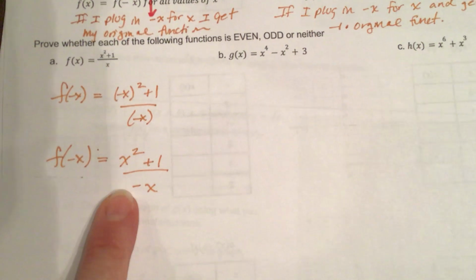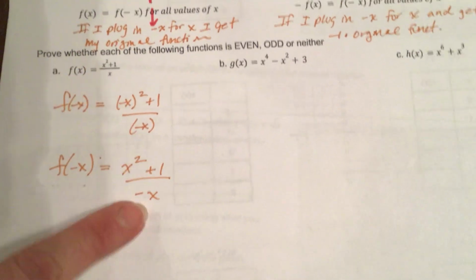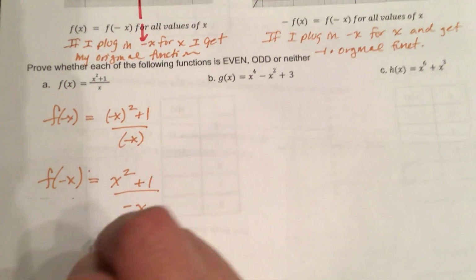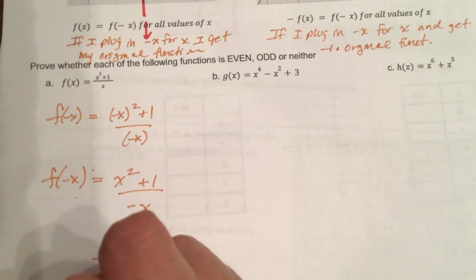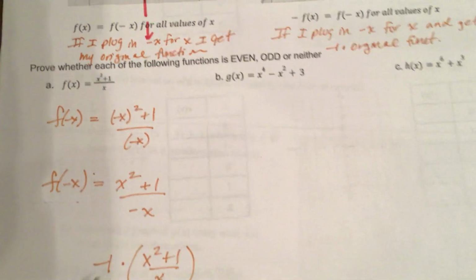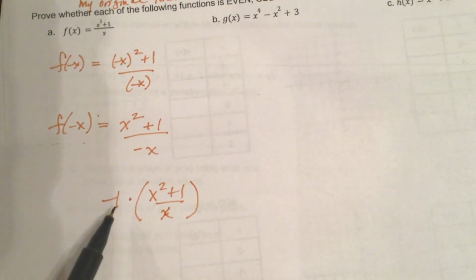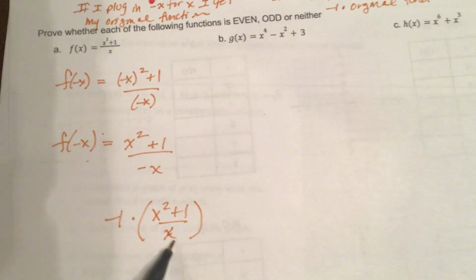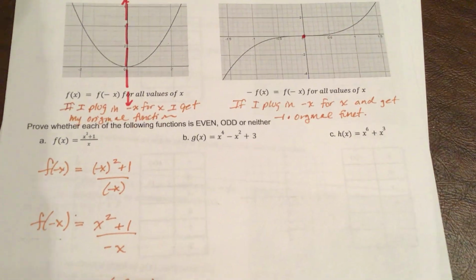So is this my original function? Clearly not. There's definitely a negative sign here. Is this -1 times my original function? It is. If I factor out a -1, just put the -1 out in front, it's -1 times my original function, because here's my original function, and it's -1 times that. So what do we consider this to be? Odd.